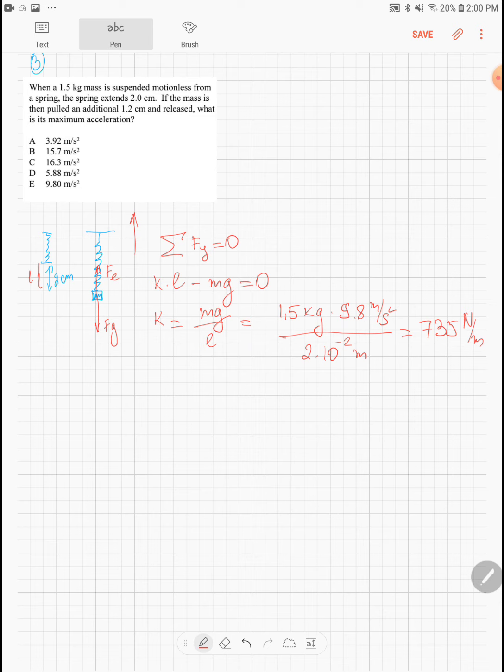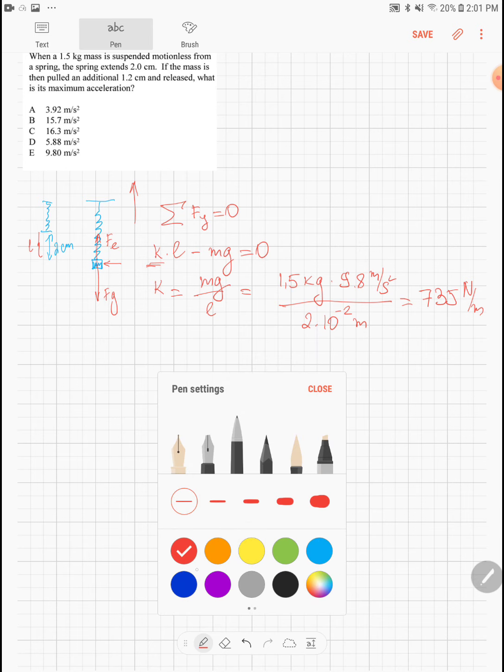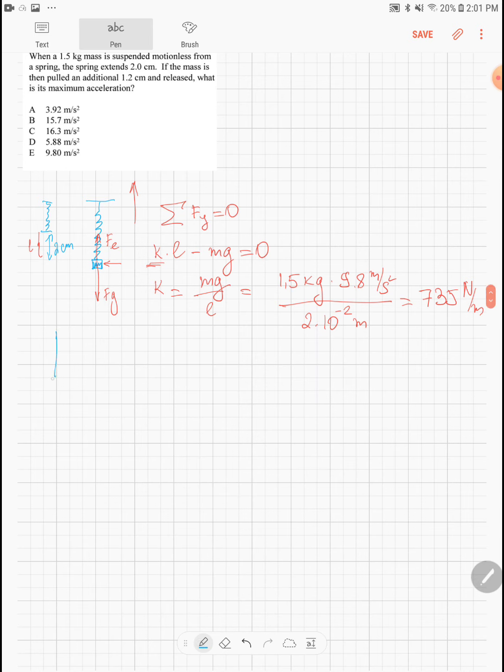Okay, so this was the first part. I wanted to find out what the spring constant is, and now I will apply that to the next part of this problem. In the next part, it is said that after the spring was in this stable equilibrium position, it was pulled down a little further. So it was in stable equilibrium, but then we pulled it down even further.